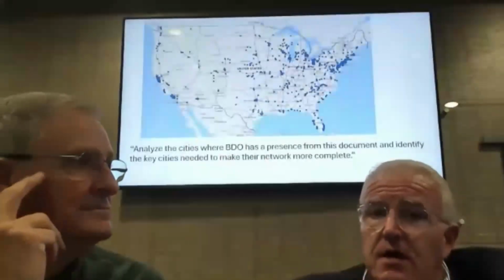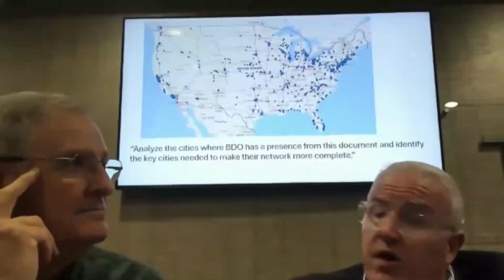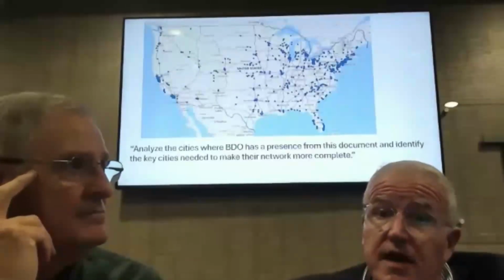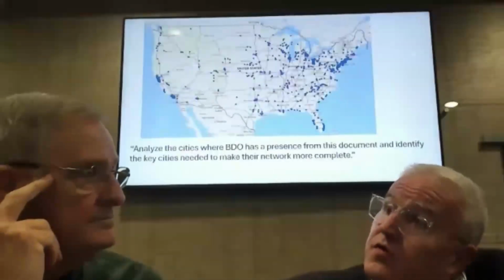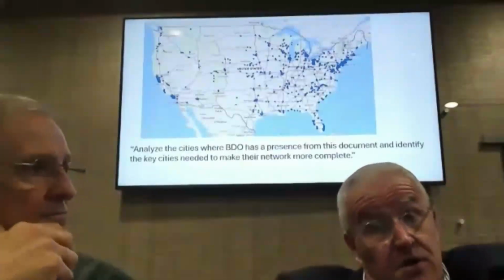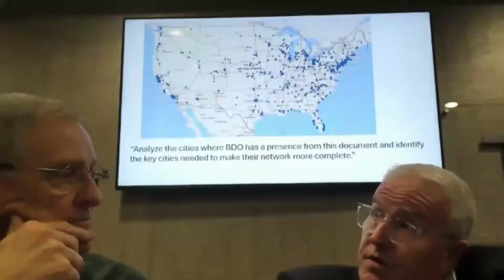So this is a power map done in Excel of all the cities where they have offices. And you can see that they have coverage in literally all 50 states, but there are still some metros where they can do better. Now, I could have gone in here and looked at the cities and looked at this in detail and spent 3 hours on it.